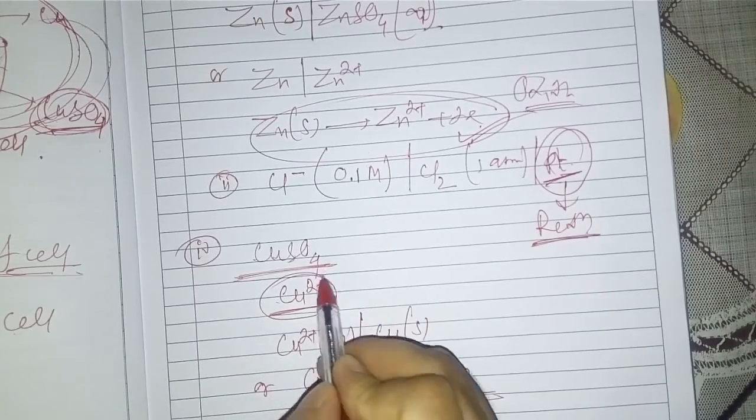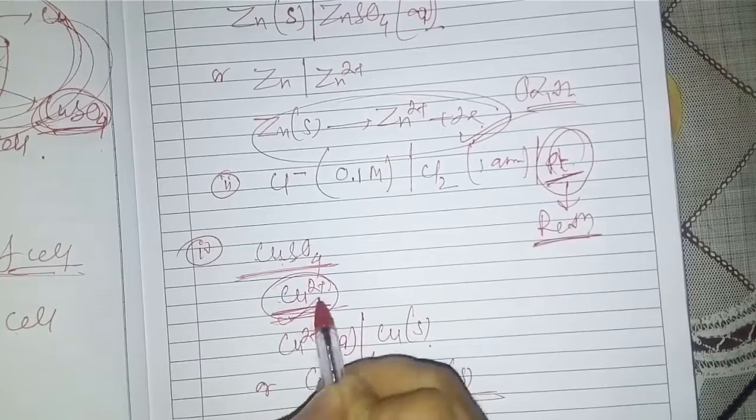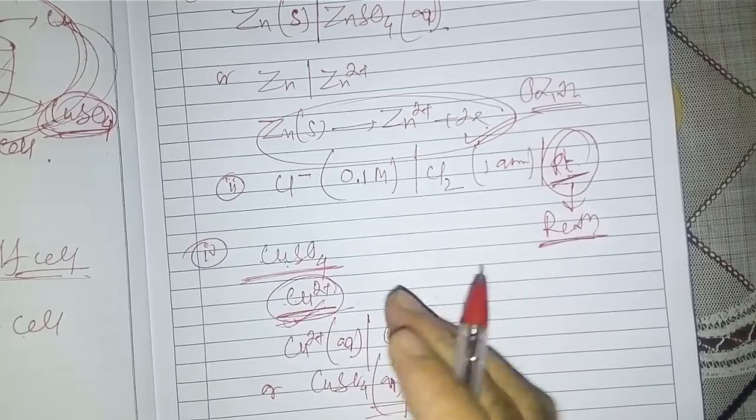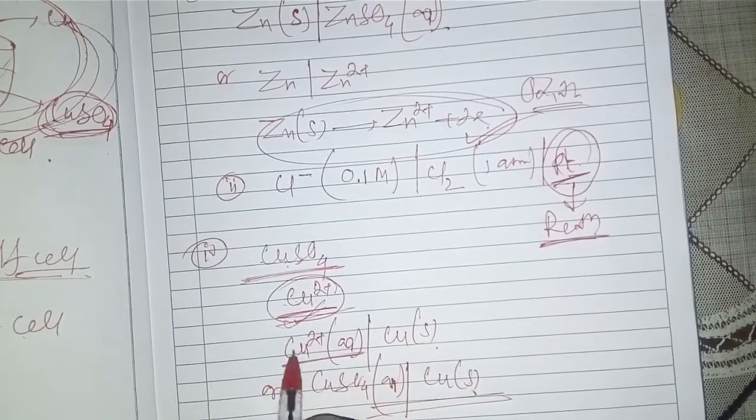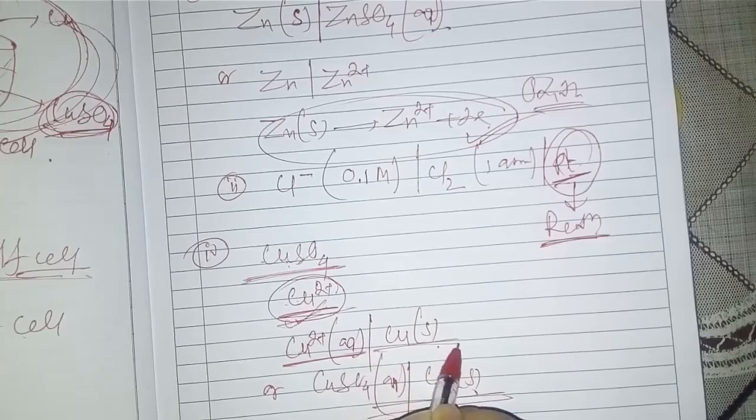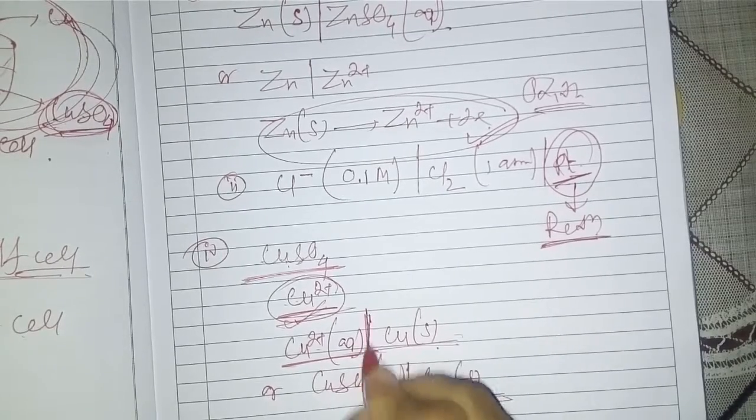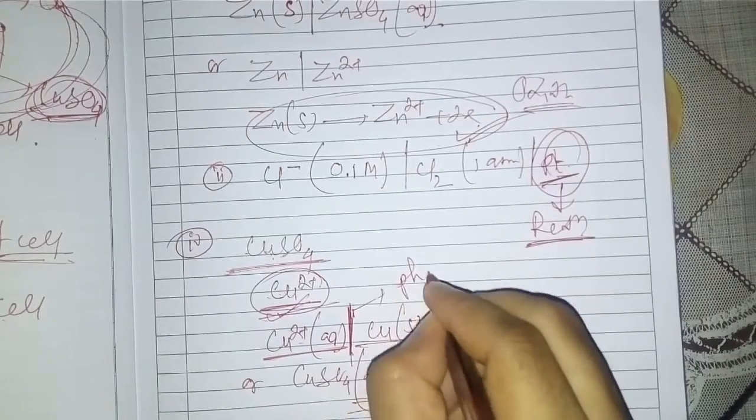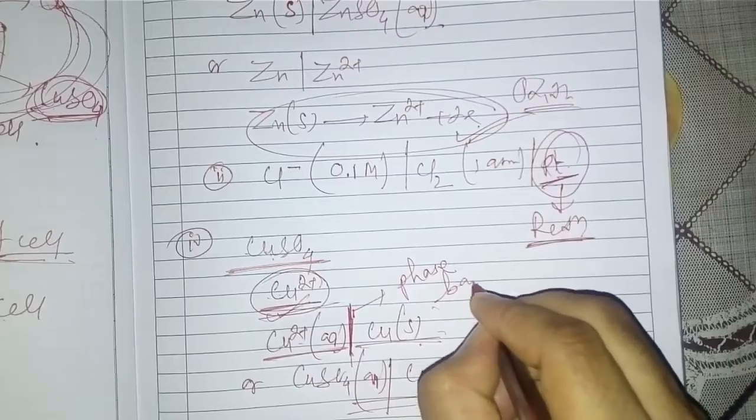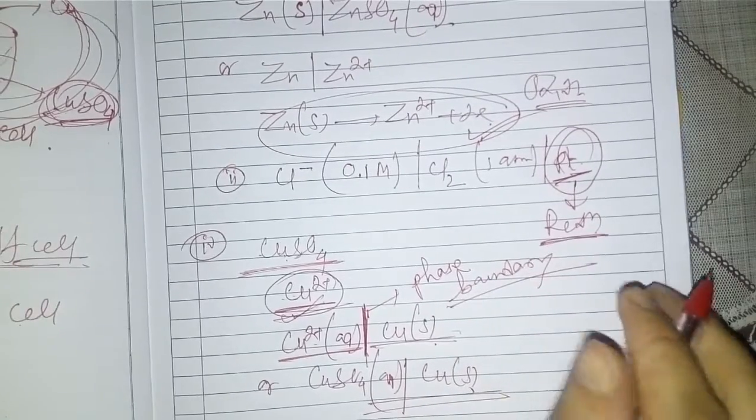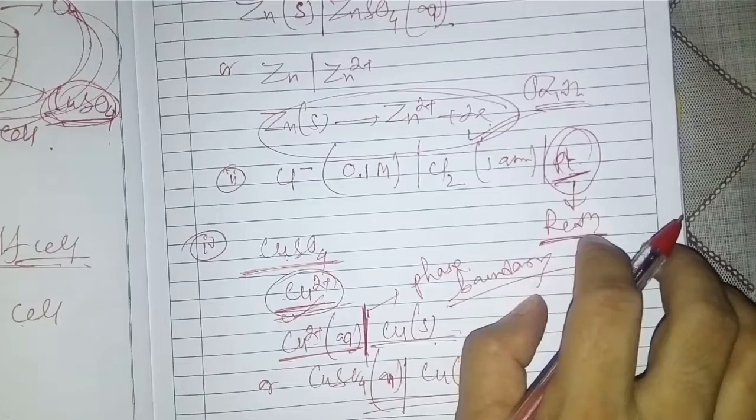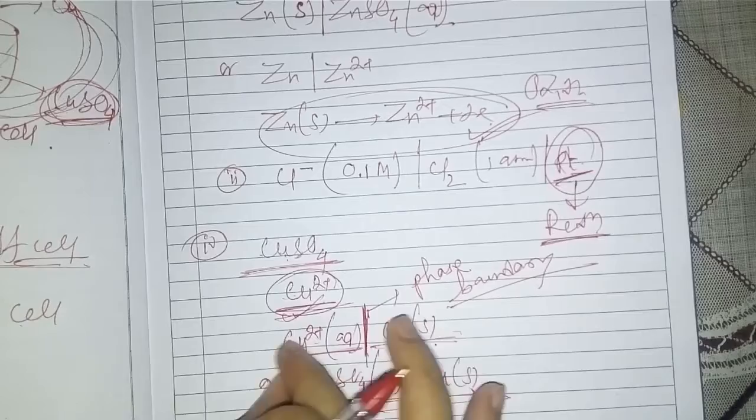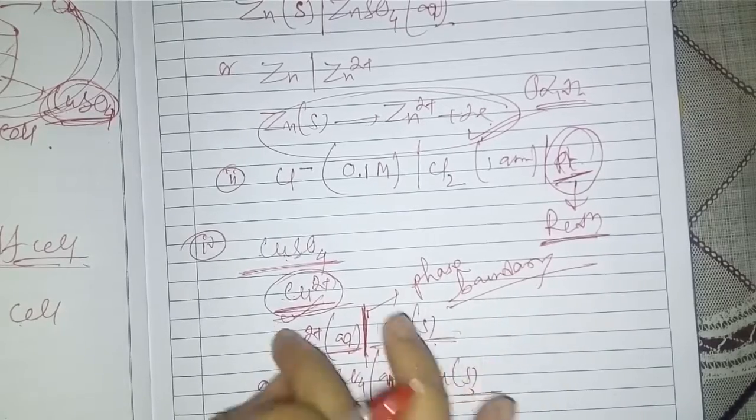the formula of the electrolyte or its ion, Cu2+. And then the symbol of the metal. First is its ion, Cu2+, after that the symbol of the metal. In between you write one vertical line. This vertical line is called the phase boundary. So they are written with a vertical line between them. One vertical line you have to write between them.